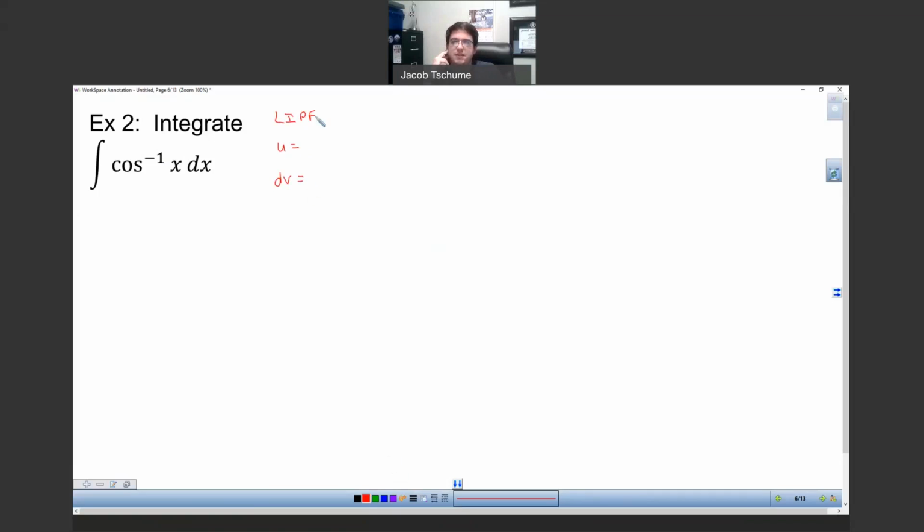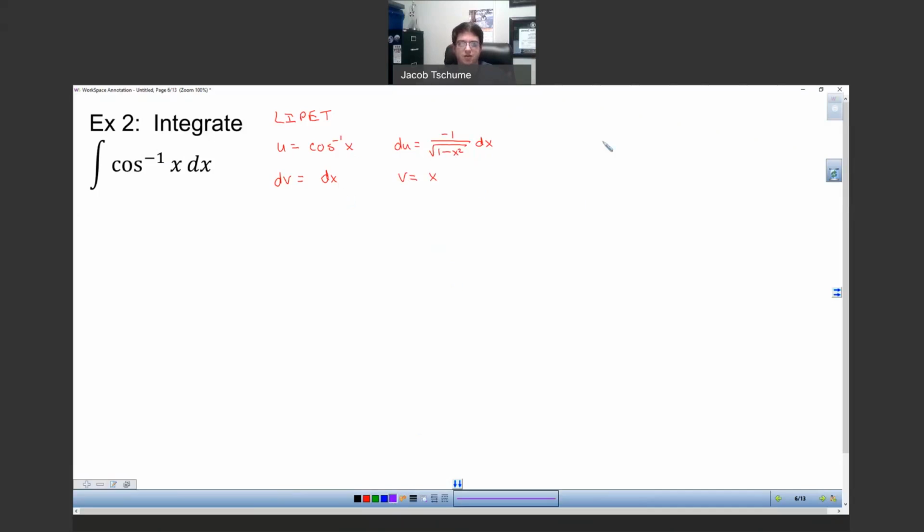So using LIPET, we can go from left to right here. There are no natural logs in the problem, but there is an inverse trig function. So I'm going to let my inverse trig function be my u. And then the only thing that's left over here is that dv will have to equal dx. So to get your du term, you're going to take the derivative from Cal 1, and the derivative of inverse cosine is -1 over the square root of 1 minus x squared dx. And then to get from dv to v, you're going to take the antiderivative. So the integral of dx would just be x.